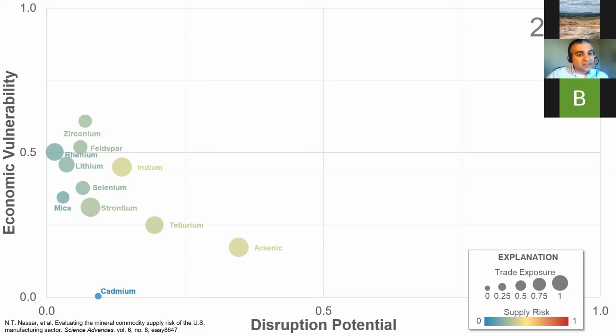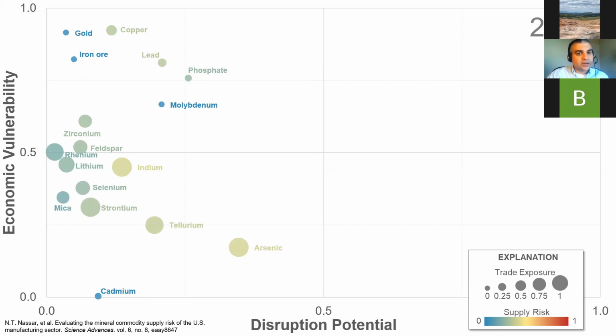You will notice, however, the size of the dot for all of these, except for cadmium, is relatively large, suggesting that, yes, there is a relatively high trade exposure for some of these commodities. Commodities that are in the top left quadrant, so really high economic vulnerability but relatively low disruption potential, include things like copper, gold, iron ore, lead, phosphate, and molybdenum. The commodities that are in blue and have the smallest dot are there because we're typically a net exporter of them. So molybdenum, gold, iron ore, we're a net exporter of them. Really important to the U.S. economy, but typically we're self-sufficient, so less of a concern there.